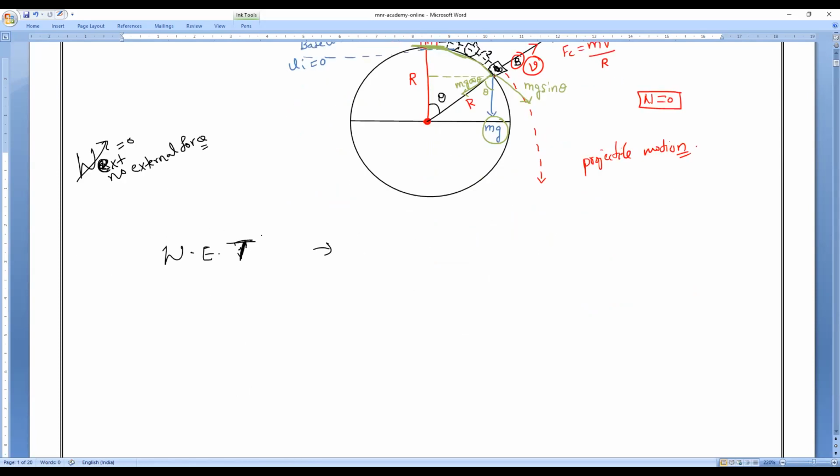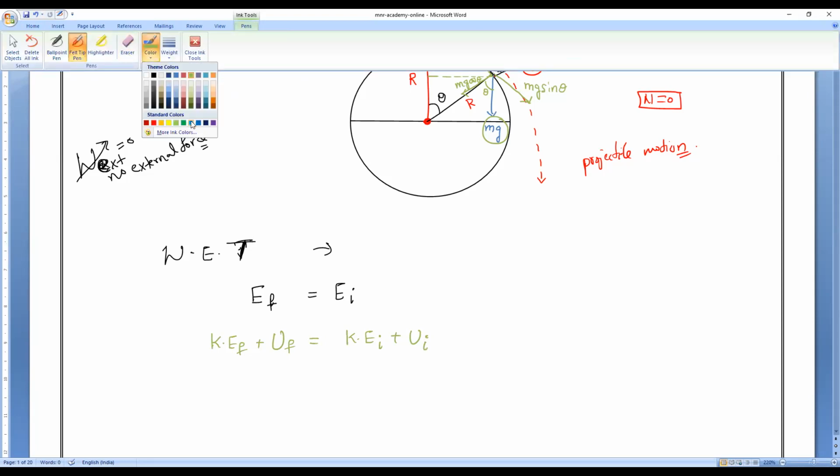Boys, second equation. So what is the second equation? Final mechanical energy is equal to initial mechanical energy. Speak loudly and tell me, what is the final mechanical energy? Final kinetic energy plus final potential energy is equal to initial kinetic energy plus initial potential energy. Is it okay, everybody? Please respond. Yes, sir.